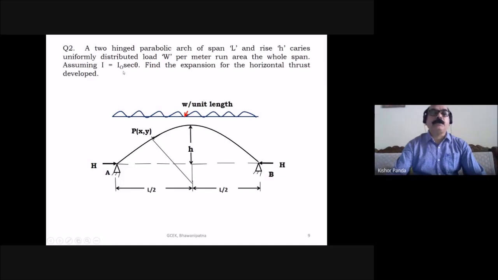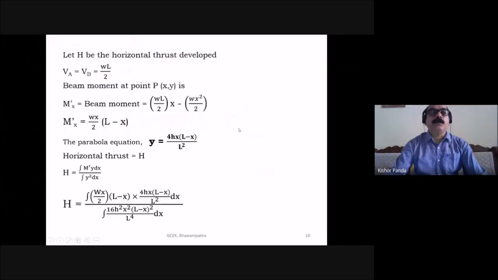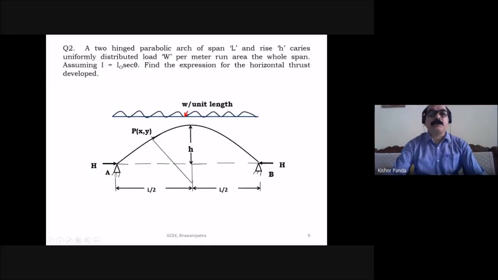Assume I is equal to I0 sec theta, where I is the moment of inertia. You have to find out the horizontal thrust developed due to this uniformly distributed load. Then you just have to find the vertical reactions at A and B. And this UDL is present throughout the span.